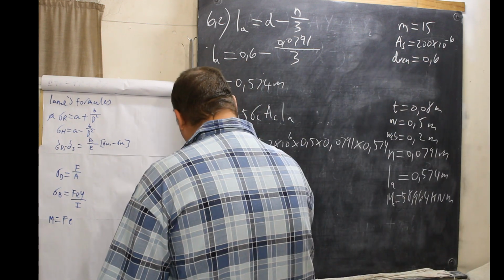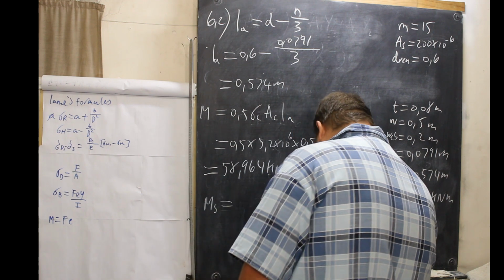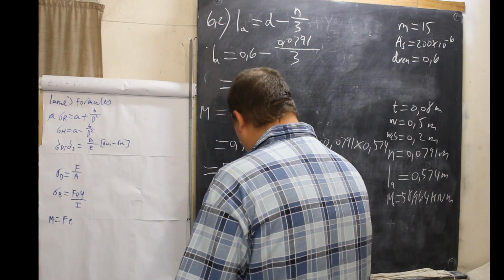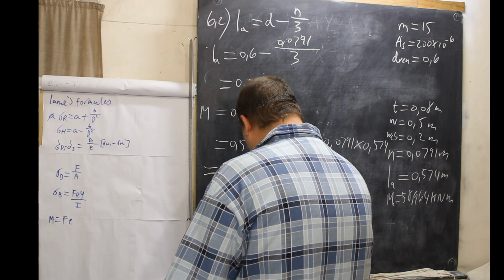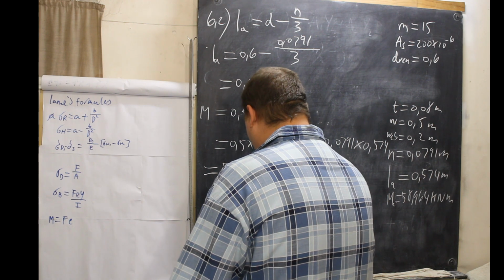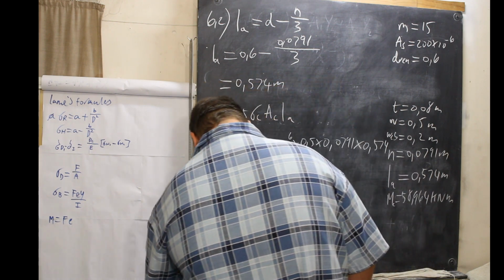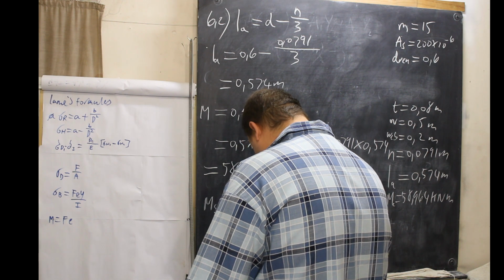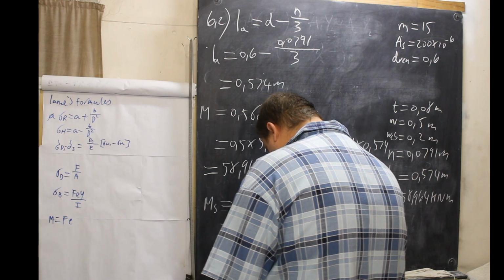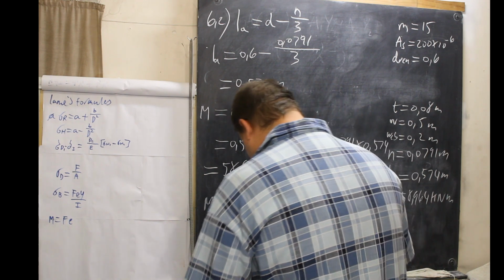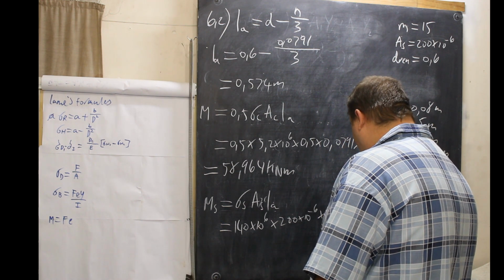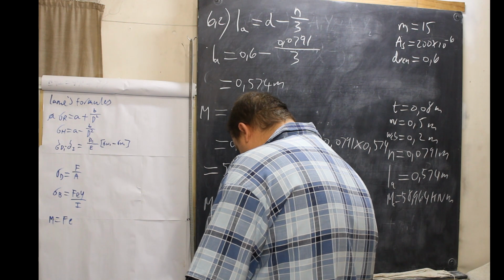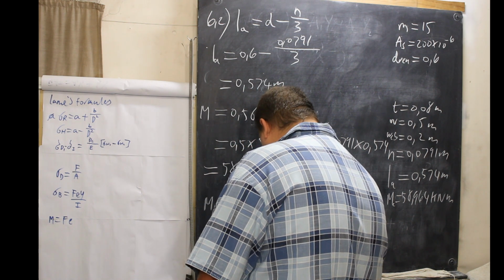Now we need to get an M for steel. So it is stress of steel times area of steel times LA, which equals 140 times 10 to the 6, times 200 times 10 to the minus 6, times 0,574, which equals 16,062 kilonewton meters.